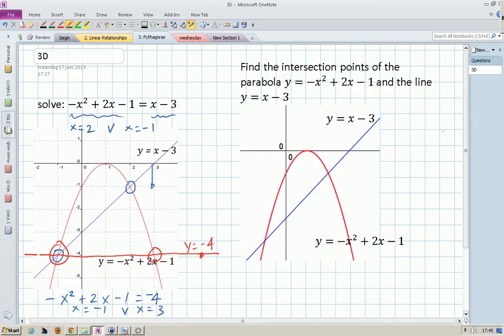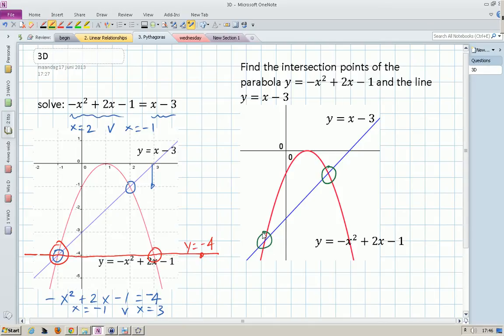Okay, now we're going to look at a similar problem to this one, and let me just read it. It says, find the intersection points of the parabola y equals minus x squared plus 2x minus 1, the same parabola, and the line y equals minus 3. What I want to look at is the similarities and differences of this question as opposed to that question. Firstly, find the intersection points. We're talking about finding these 2 points.